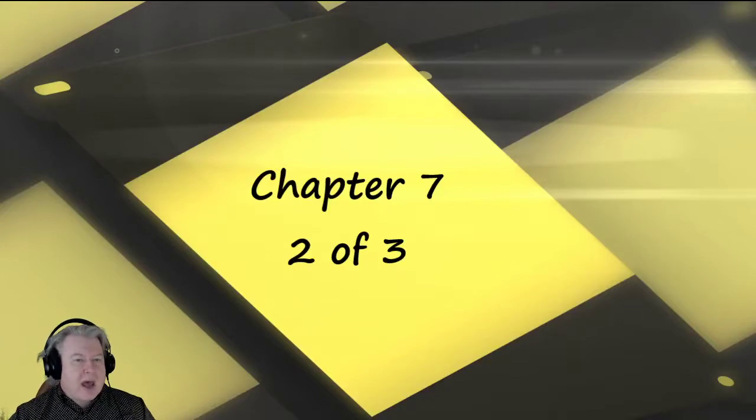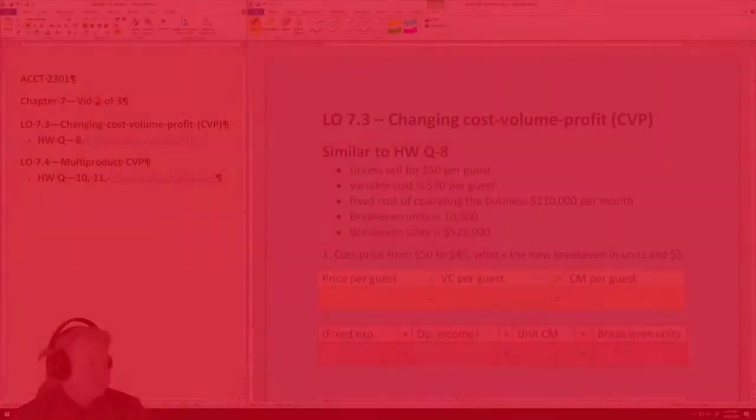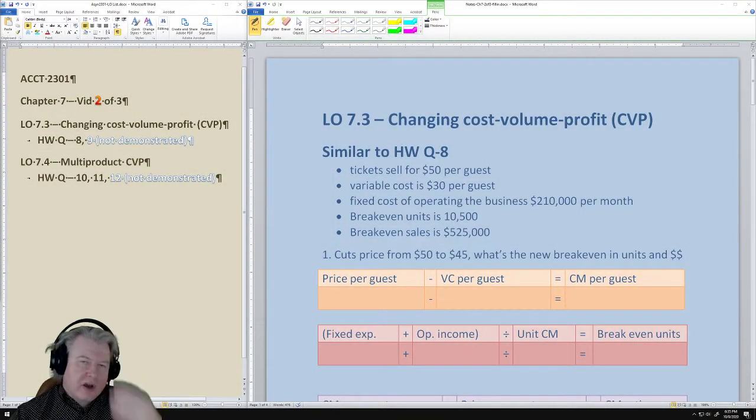Okay, welcome back. We are on the second video of Chapter 7, and we're going to extend the contribution margin model that we worked on in the first video. In the first video of Chapter 7, we learned the contribution margin model, and we looked at how we could explore break-even and target profit calculations. And that is the cost volume profit model.